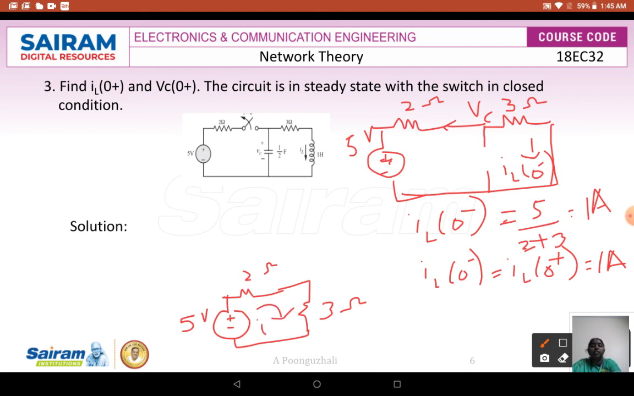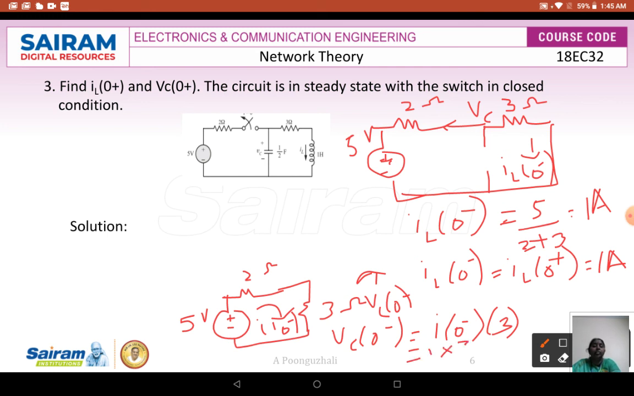The voltage drop across this 3 ohms is going to be your VC of 0 minus. Here in this case, this is your I of 0 minus. So VC of 0 minus is going to be I of 0 minus into 3. Here I of 0 minus is nothing but 5 divided by 5, which is 1. So 1 into 3 is going to be 3 volts. So in this case we are going to have your VC of 0 plus to be 3 volts.